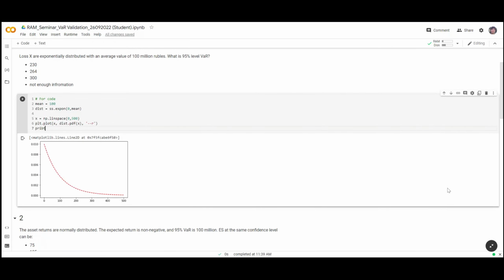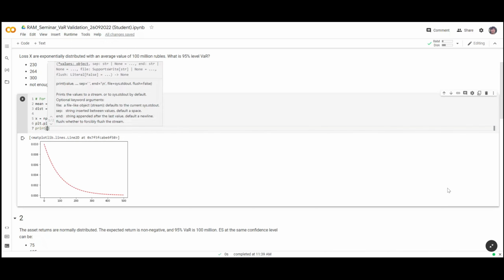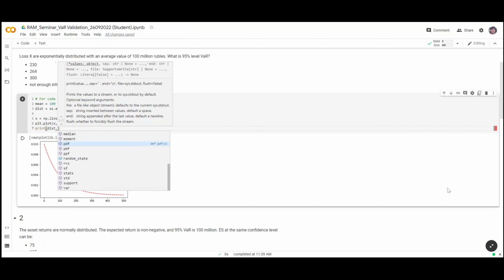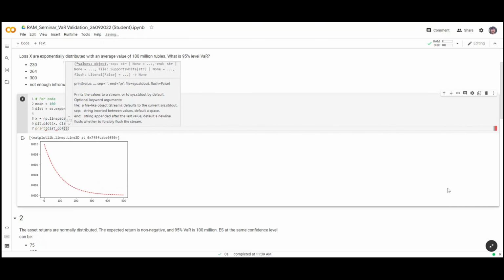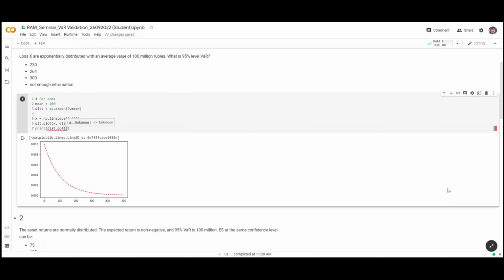I'm going to apply the method PPF. Do you remember this method? So this is a percent point function which deals with the quantile measures, right? So I have my own distribution. It is already parameterized. And everything that I need is to apply the PPF method. And here I need to put the right number in it, right?